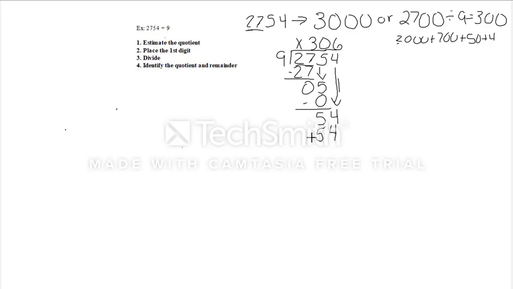After I divide, I multiply, 9 times 6, and 9 times 6 is 54. After I multiply, I subtract. 54 Skittles, use 54 of them. How many do I have left? I have 0. So after that, and there's nothing else to bring down, I know my answer is 306, which is very close to my estimated answer. There's nothing else to bring down. There's no remainder, so I'm all done. Last step is to identify the quotient. The quotient is 306, and the remainder is 0.